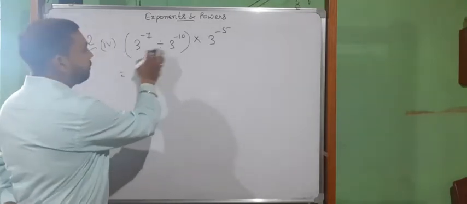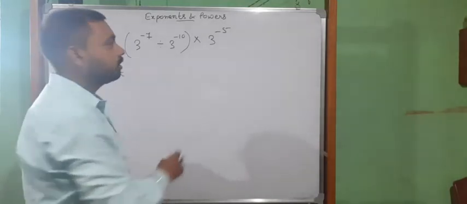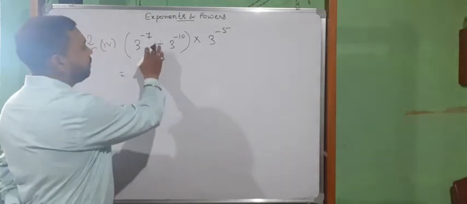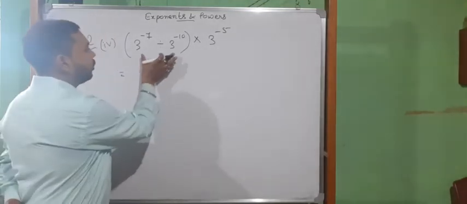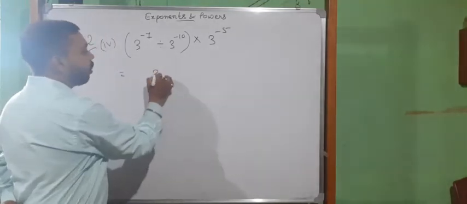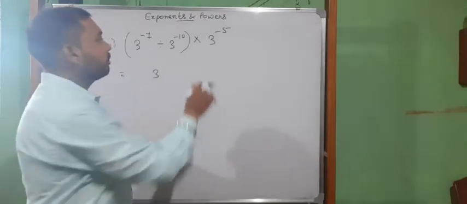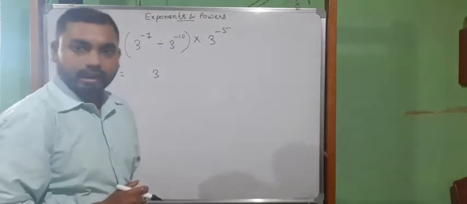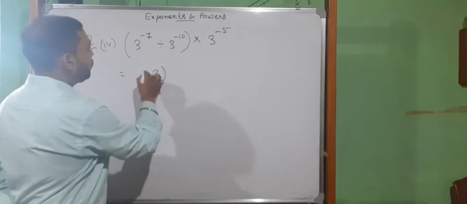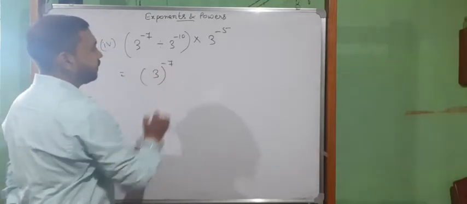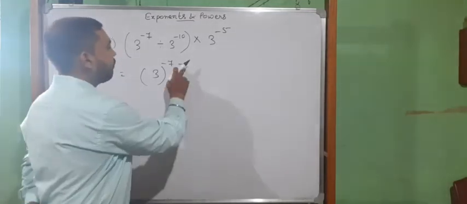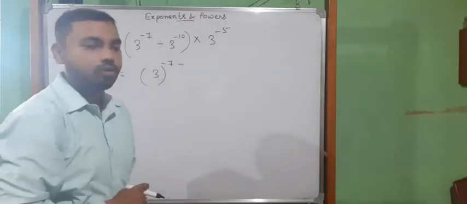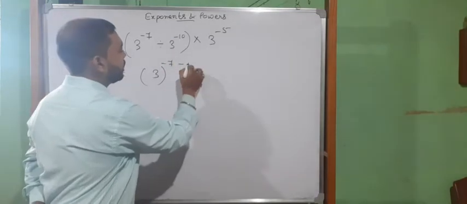Now since the bases are the same and there is a divide sign in between, there will be a common base and the powers will be subtracted. So it will become minus 7 minus, and this minus is because division is there, again minus 10 is there, so minus 10.